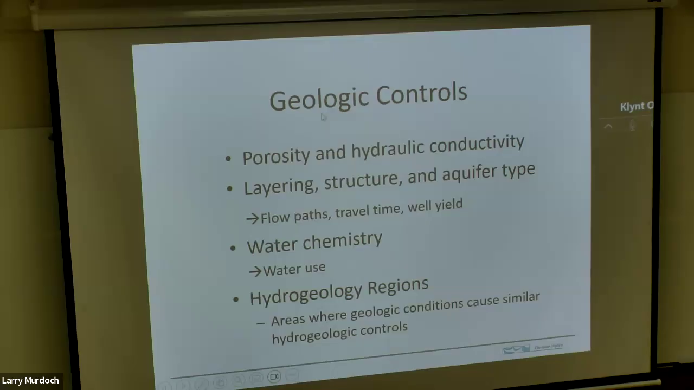So the geology in a hydrogeologic conceptual model is important because it's going to control a variety of important aspects. These key properties, the hydraulic conductivity and the porosity, will follow directly from the material that is composing the aquifer. If you take a step up in scale, the layering or the structure will affect the aquifer type, and this will affect the flow paths, the travel times, well yields.